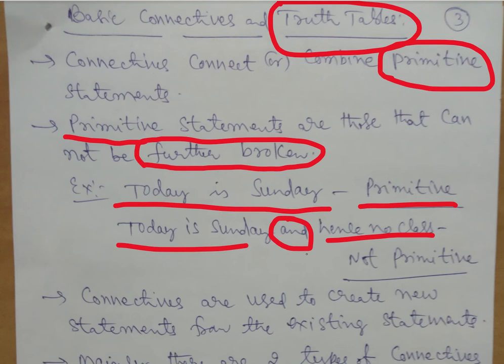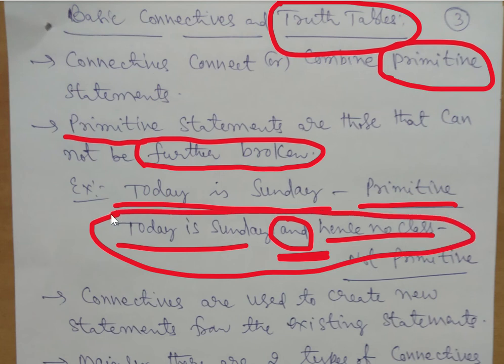When I combine these two using AND, AND becomes a connective here, and hence it is not a primitive statement. So a primitive statement is a single, simple statement which cannot be divided further. But this statement, today is Sunday and hence no class, I can divide into two small sentences, and each sentence is going to be of a primitive nature, and hence the complete sentence, which you call a compound sentence, cannot be considered a primitive. So primitive is very basic in nature.